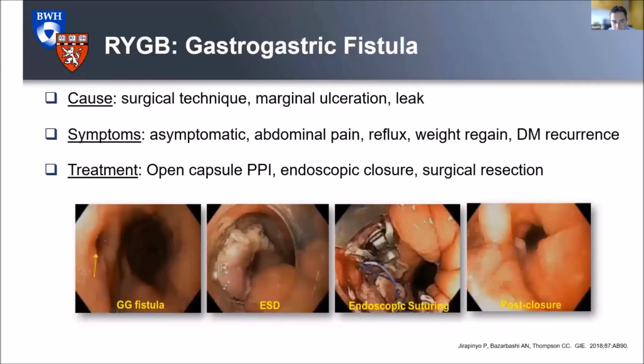Another abnormal finding of Roux-en-Y gastric bypass is a gastric fistula. This refers to an abnormal connection between the pouch and the remnant stomach. The most common location of a GG fistula is on the left side of the pouch, as shown in the left picture here. If the fistula is smaller than 1 centimeter, you can consider closing it endoscopically using a modified endoscopic submucosal dissection followed by suturing, which has a success rate of about 60%.